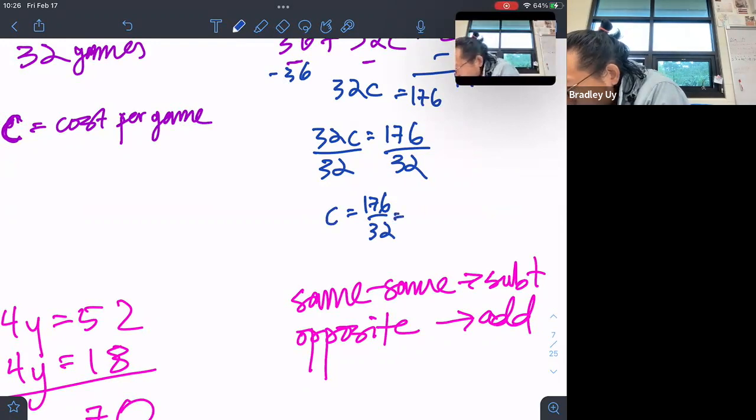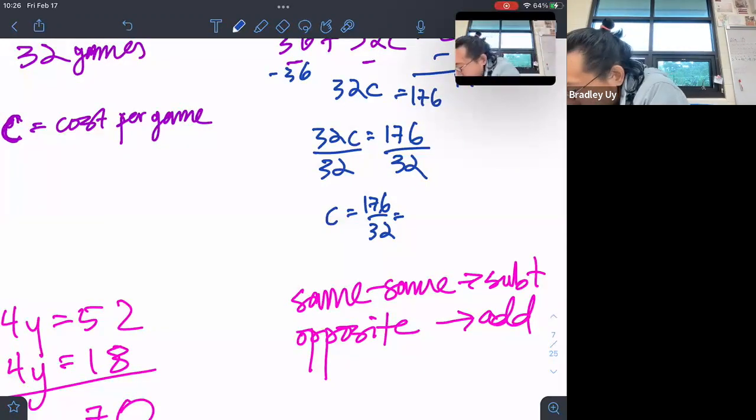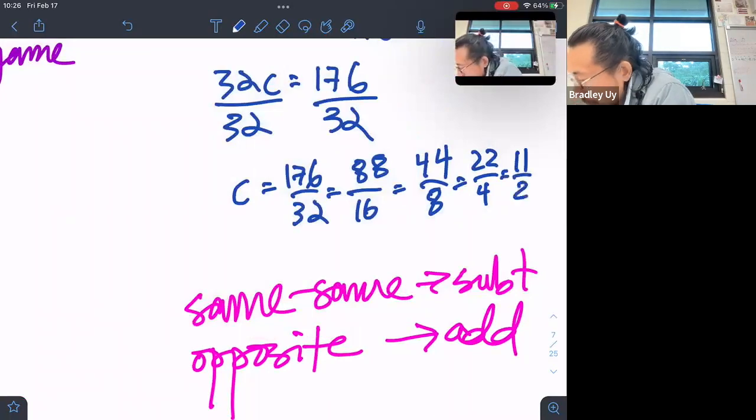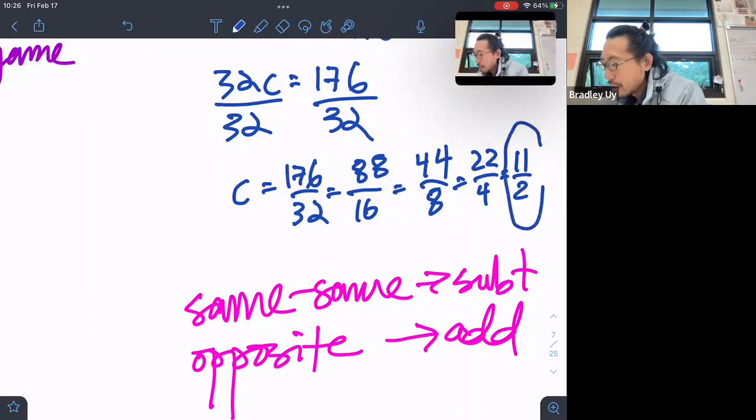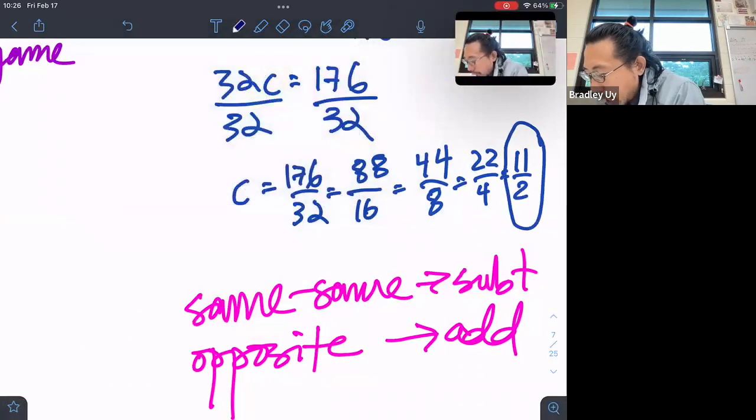They're easy. Both these are divisible by 2. They're both divisible by 16, I believe, but let's just go divisible by 2. We don't have a calculator, so 88 over 16, divide by 2 again, 44 over 8, divide by 2 again, 22 over 4. And notice these numbers are getting smaller and should be easier for us to simplify. 11 halves is perfect. You can record that answer, and this is also equal to 5.5.